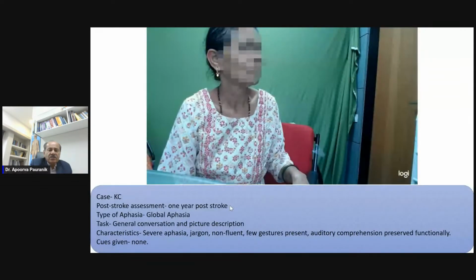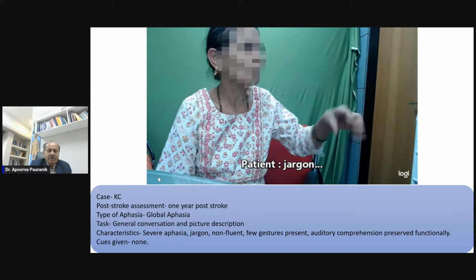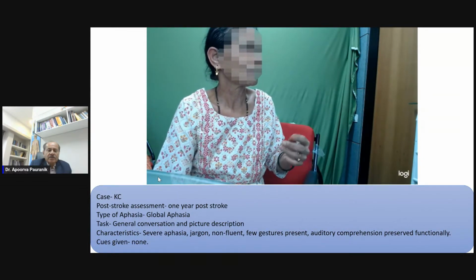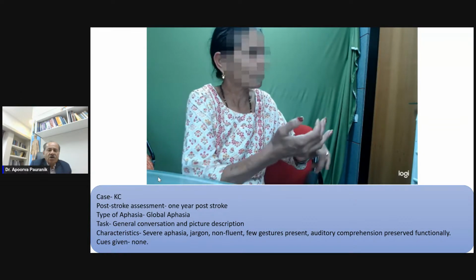This is another patient. She has global aphasia, and whatever she speaks is totally ununderstandable. We call it jargon.